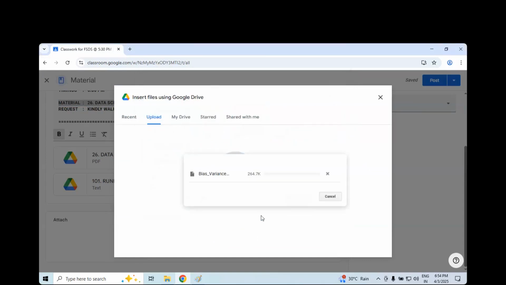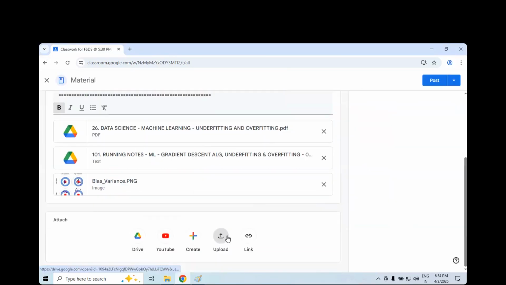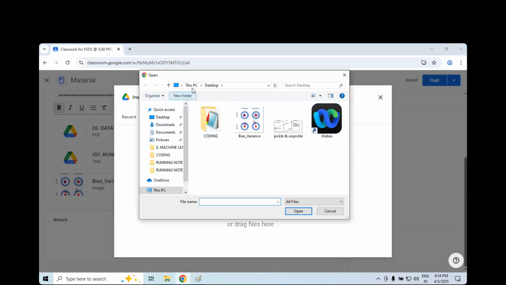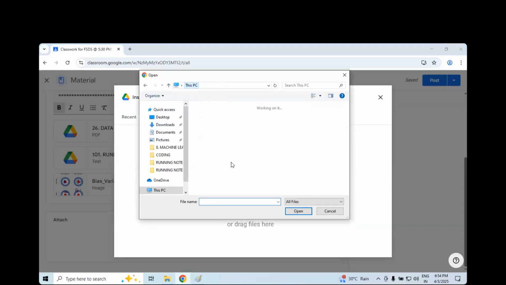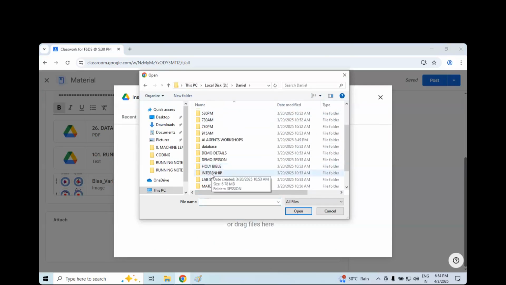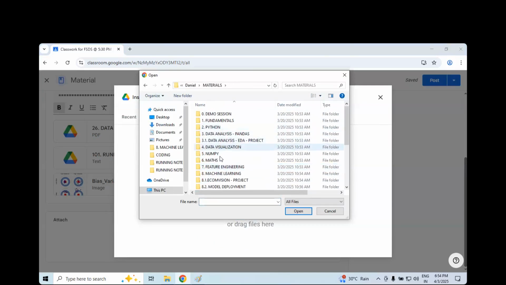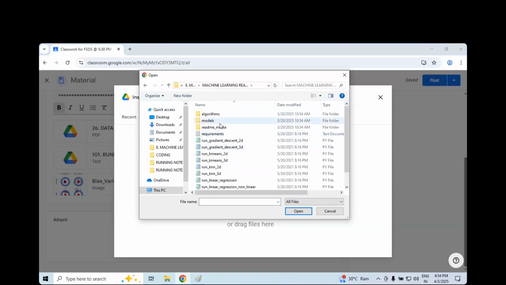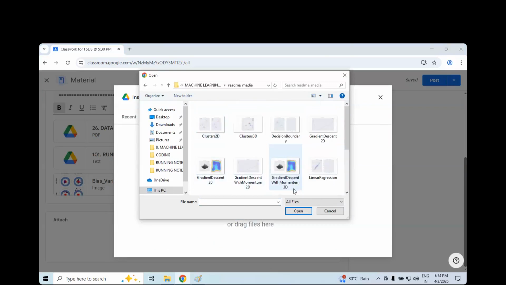Then let us upload the gradient descent algorithm also from real time. Go back to my material, D drive, materials, machine learning, real time, media, gradient descent. This is the image, I'm sure.